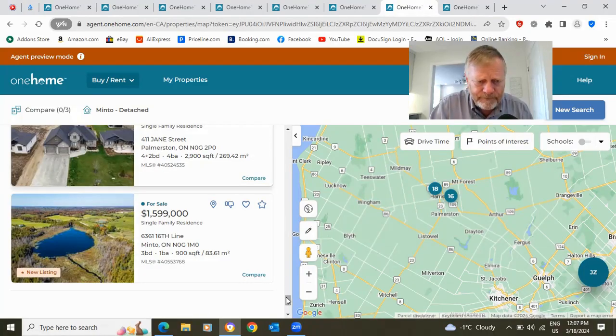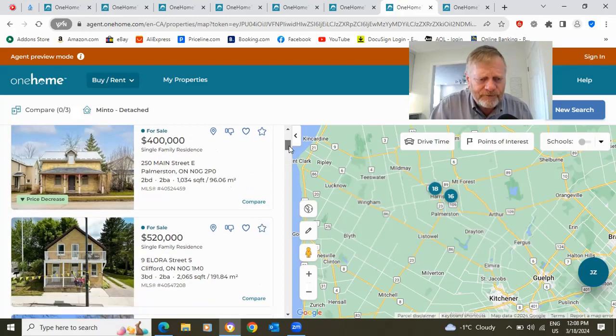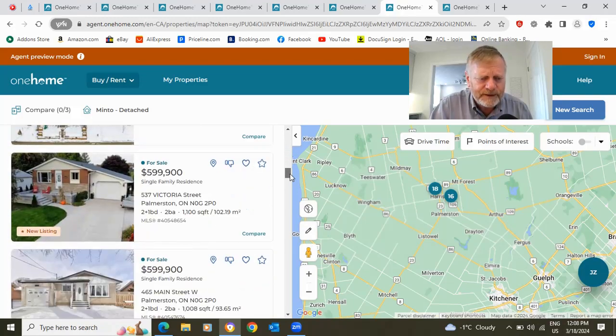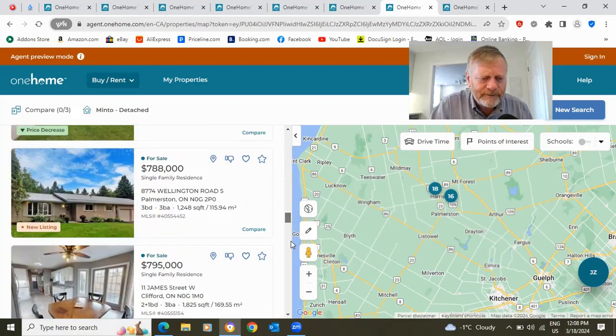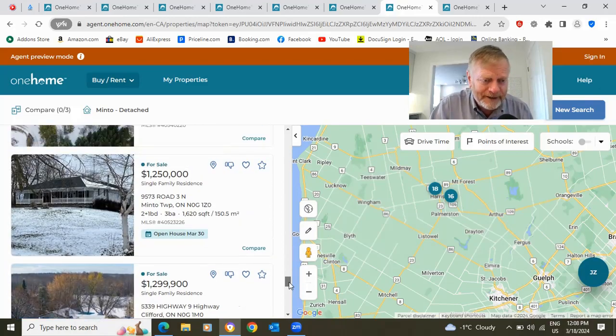And if you look here, there are 34 results, and the range is from 380,000 for a home in Harriston, a simple, it looks like, wartime bungalow. 400, 520, 539, there are some higher priced homes there as well, but really Minto represents good value.